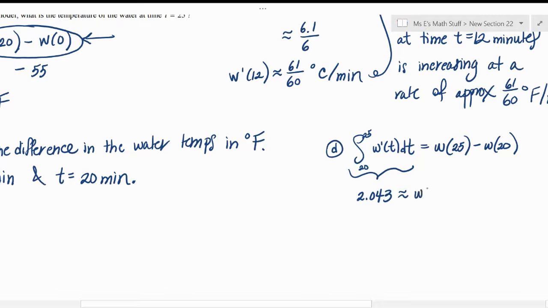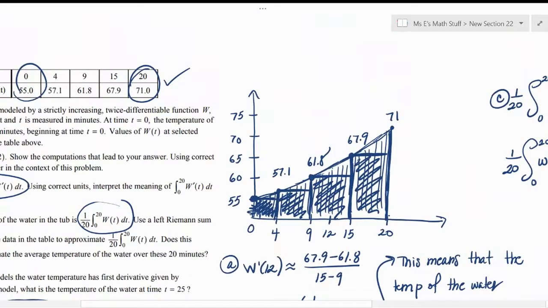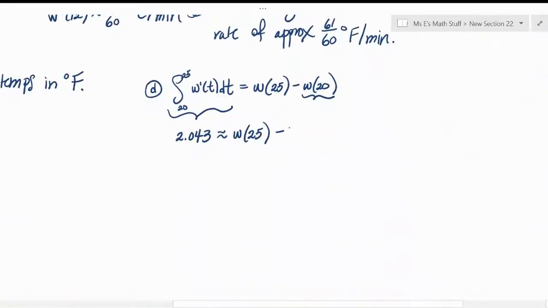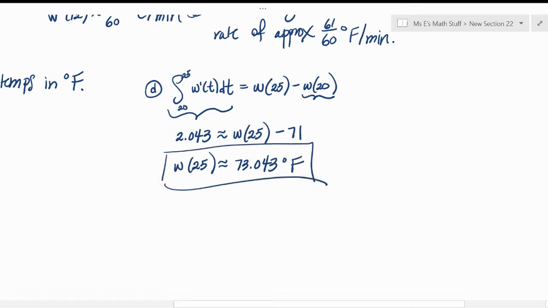Now, the temperature at 25 minutes is what we're trying to find, but you can go to the table or your graph and figure out what the temperature was at 20 minutes. You could put 71 in. So that's what I'll do. So minus 71. One more move, just add the 71 over. And 71 plus 2.043 would be 73.043. And then they wanted to know the temperature at that time, and so I would say degrees Fahrenheit. There you go.